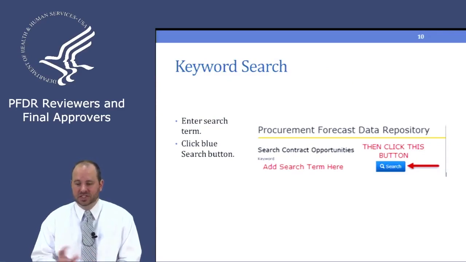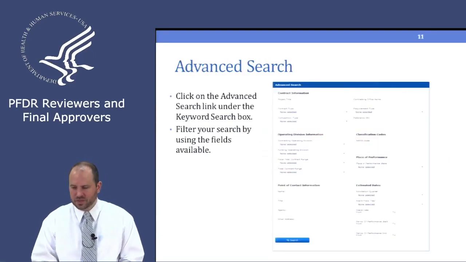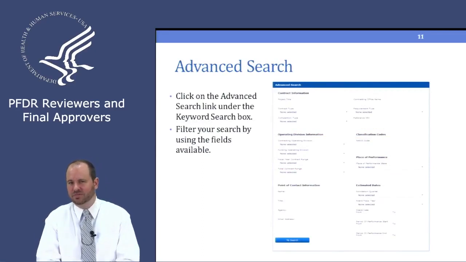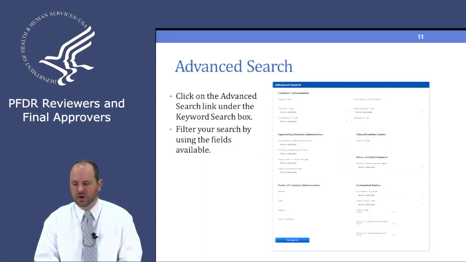Also on that page is a keyword search. It works very much like Google. You type in a search term and hit search, and it will return back those contract opportunities that meet those search parameters, as well as an advanced search that will allow you to really filter down what you're looking for.